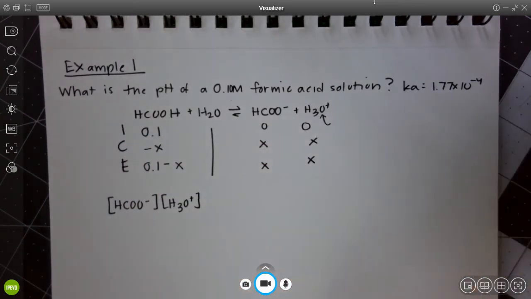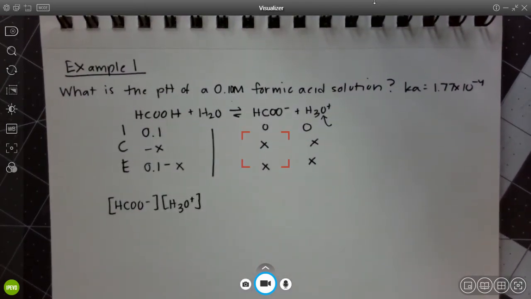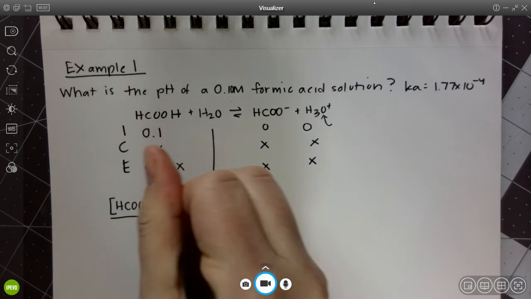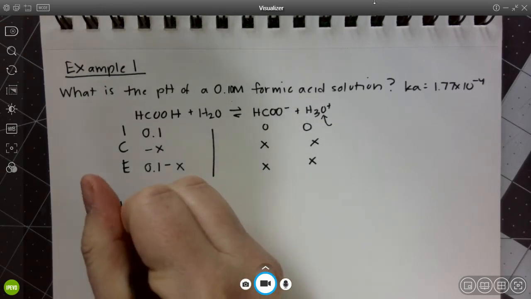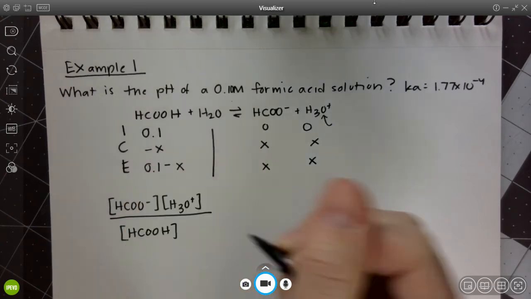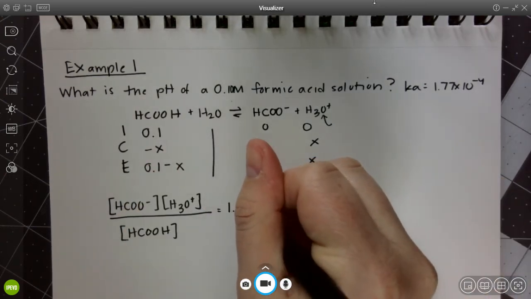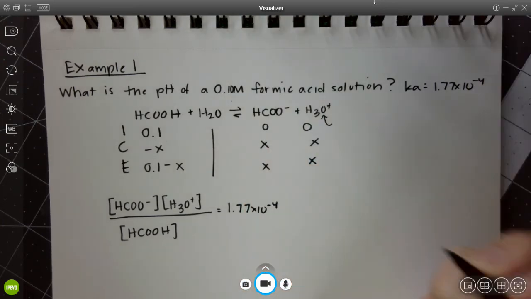Those are going to go on my numerator like we know. So it's products over reactants. And then it's going to be divided by HCOOH's concentration at equilibrium. And all of that is equal to 1.77 times 10 to the negative fourth.